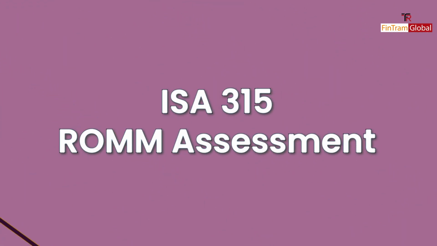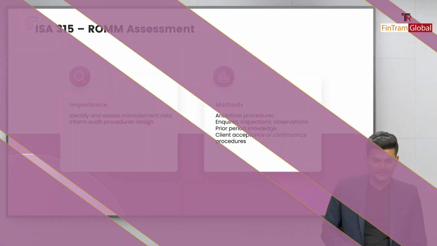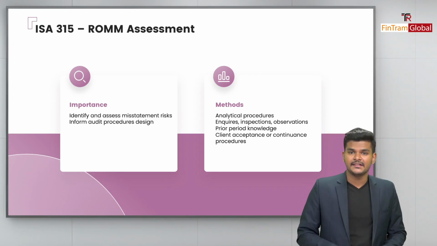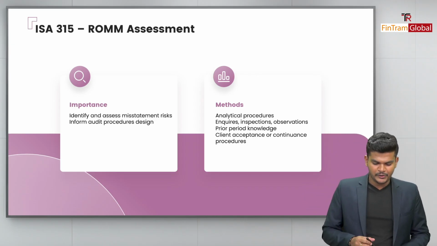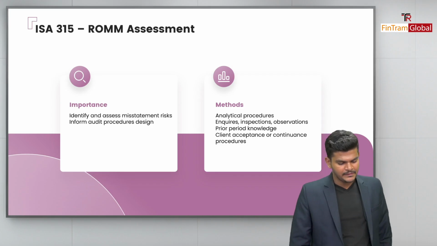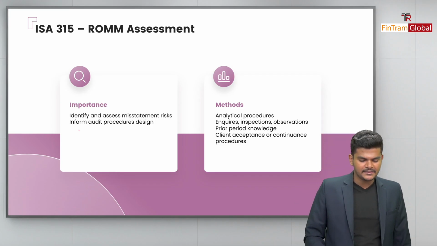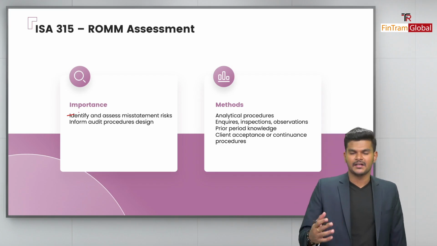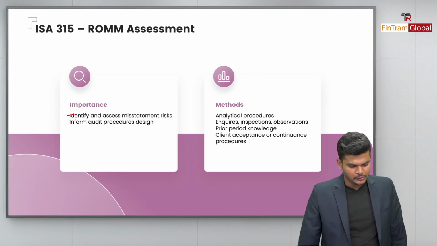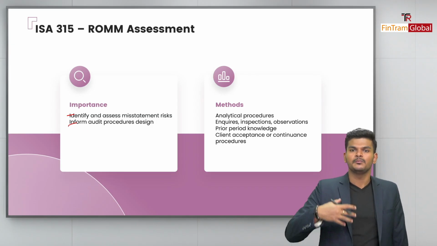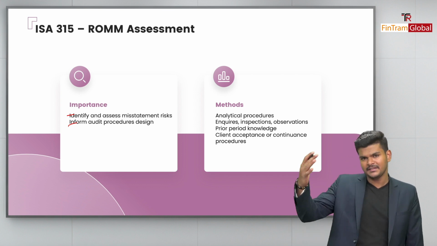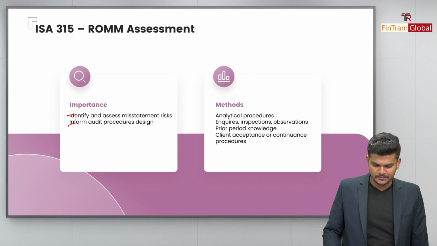Now, moving on to ISA 315, right? Understanding the entity and its environment, right? That's like the first step that we do in audit, right? So, why is it important exactly? Because it helps us to identify and assess the misstatement related risks when it comes to the client, right? And it can help us to design the audit procedures in a bit more effective manner as well. It basically reduces the detection risk. Okay, folks. So that's basically the idea.